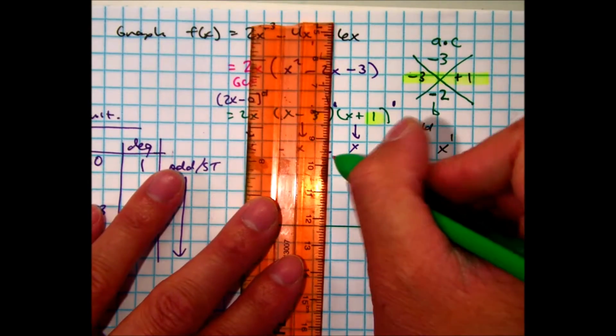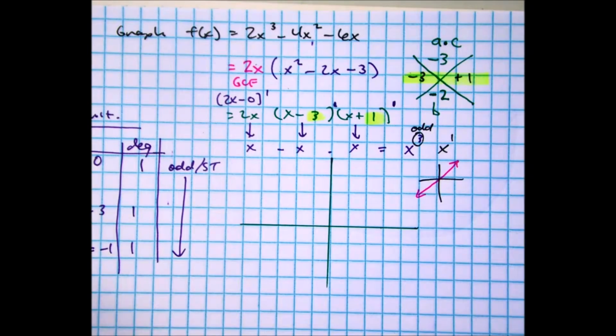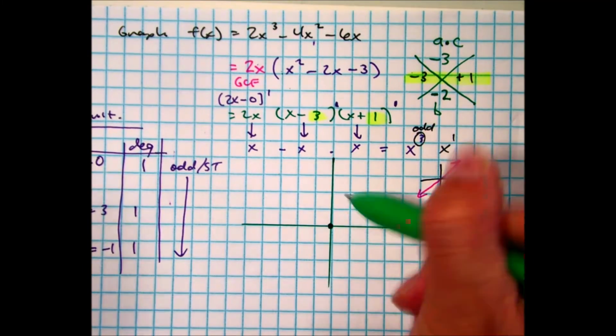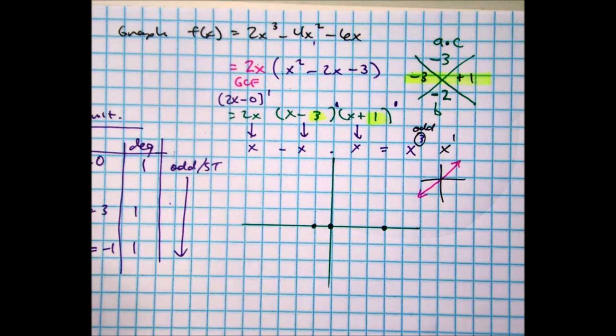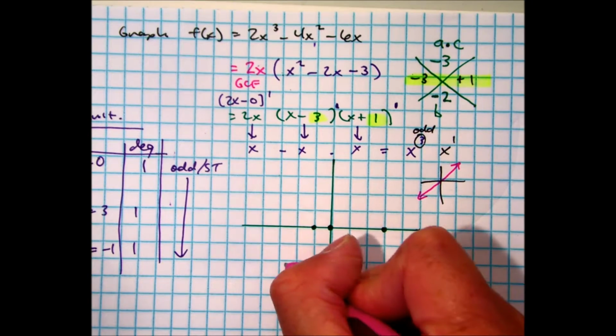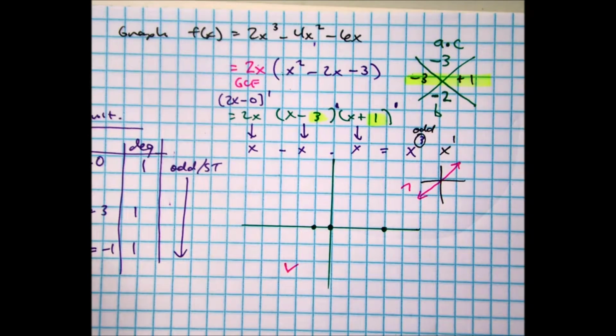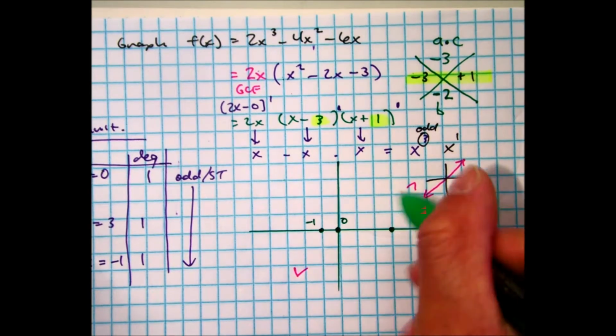So really the only hard part about today's lesson is just reviewing factoring. I got x equals 0, 3, and negative 1. Over here we are starting down, ending up, so I'm going to do the same. Label my x-intercepts, negative 1, 0, and 3.